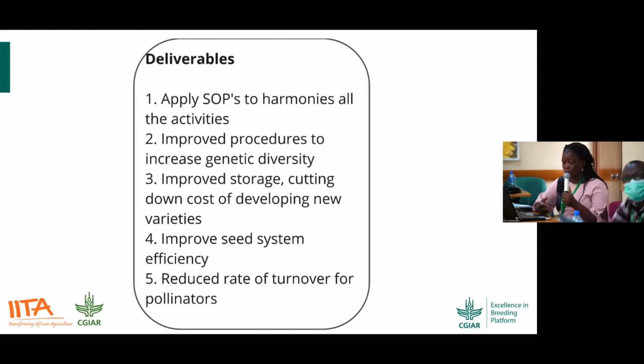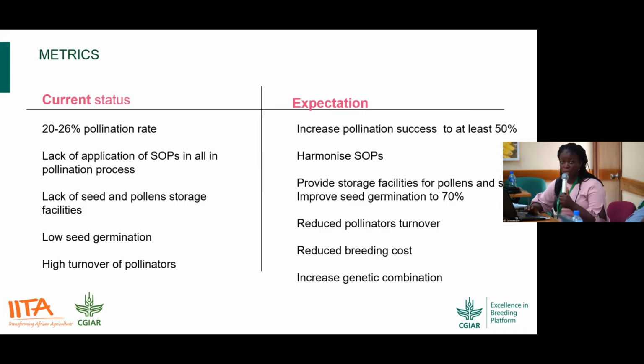The deliverables, things that we will see at the end of this project, is that we now have a manual to follow. When you want to pollinate, you know the step-by-step procedure to follow. Then there will be an increase in the genetic diversity of the germplasm in the yam breeding, and improved storage to cut down on the cost of developing new varieties, improve seed system efficiency, and reduce rates of pollinators turnover. Okay, next one, which is where I'm going to stop, right?